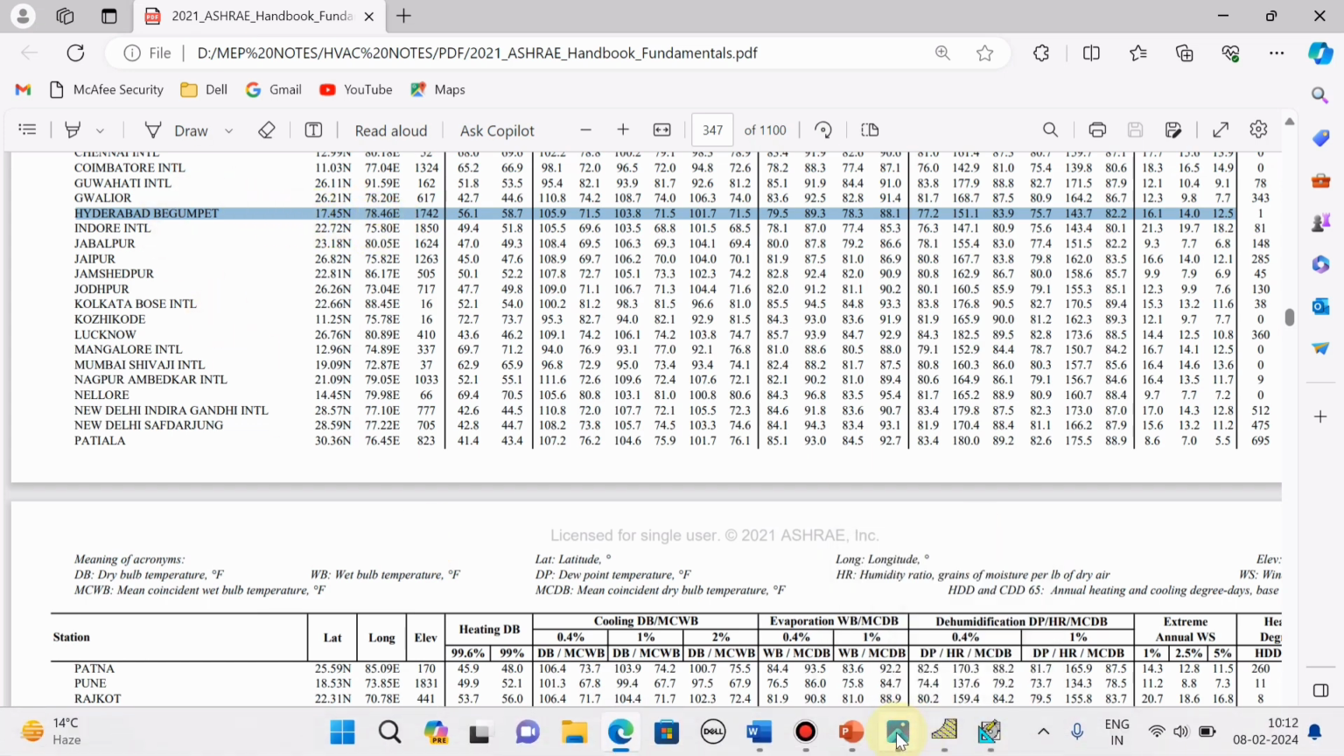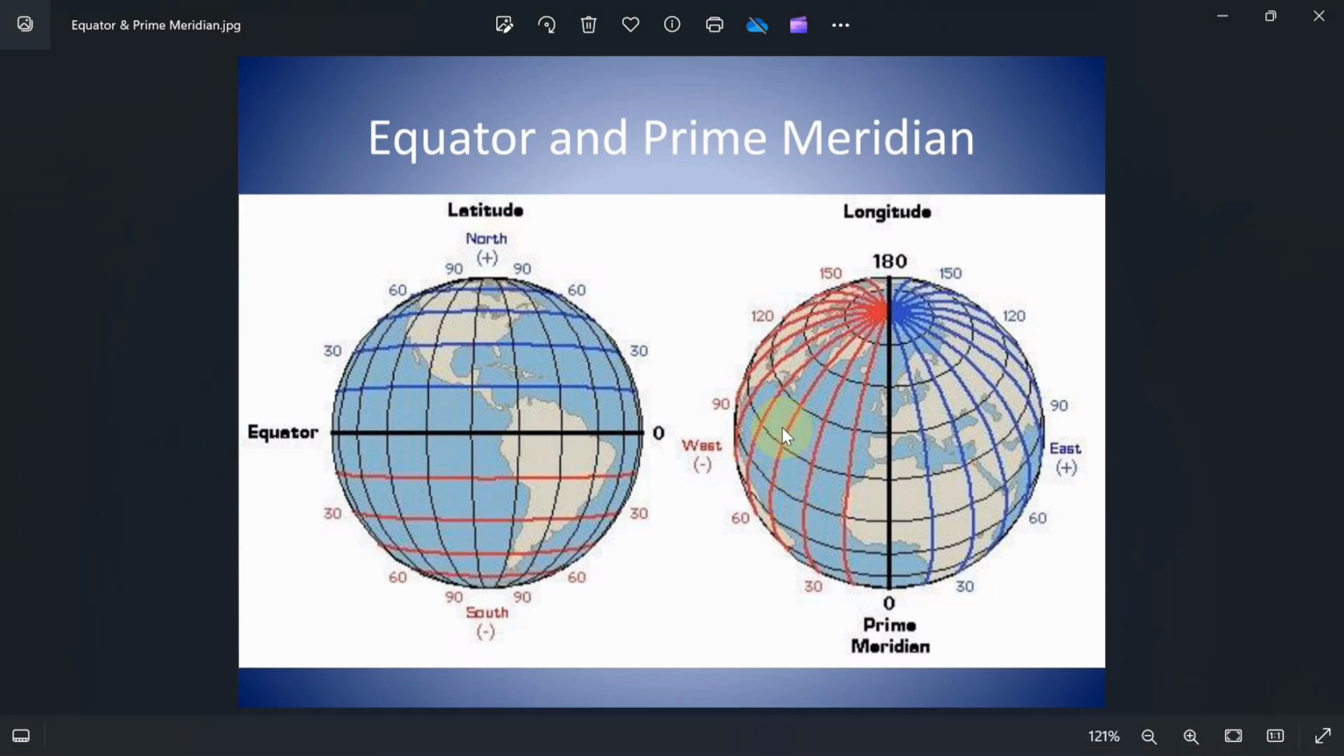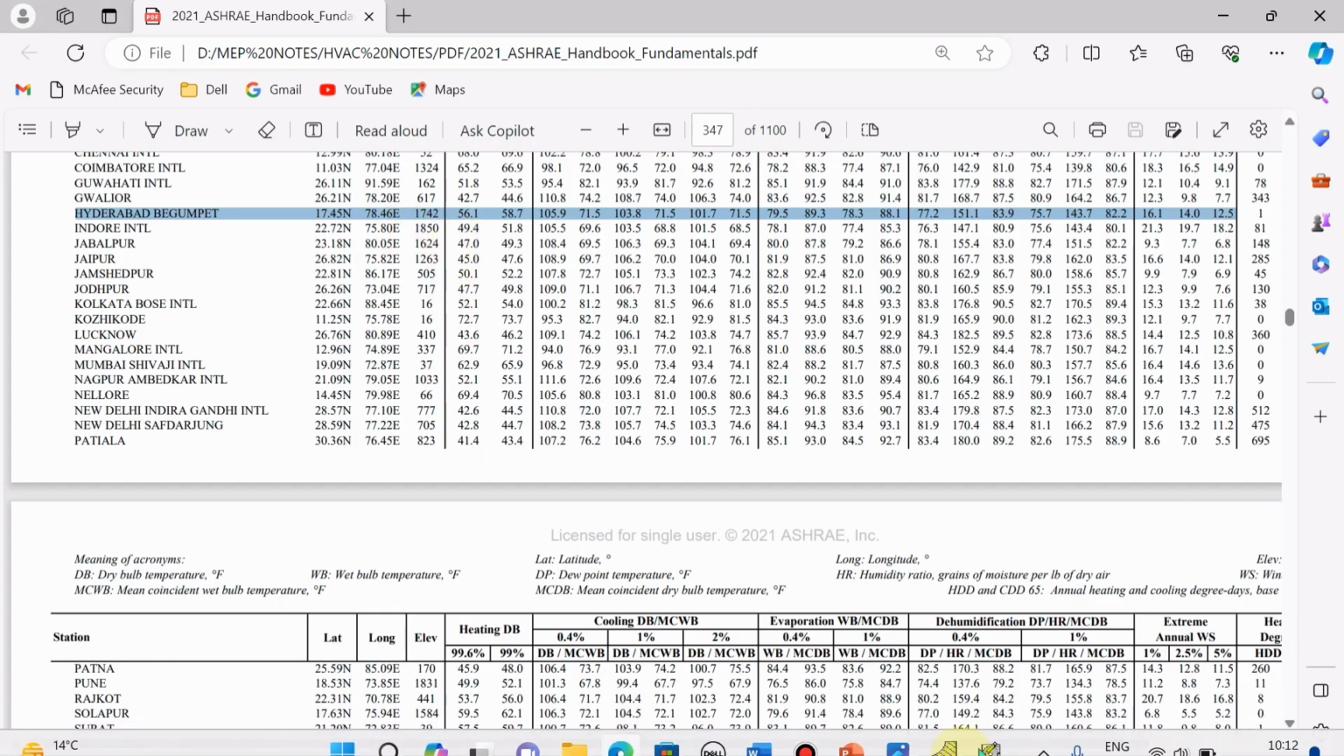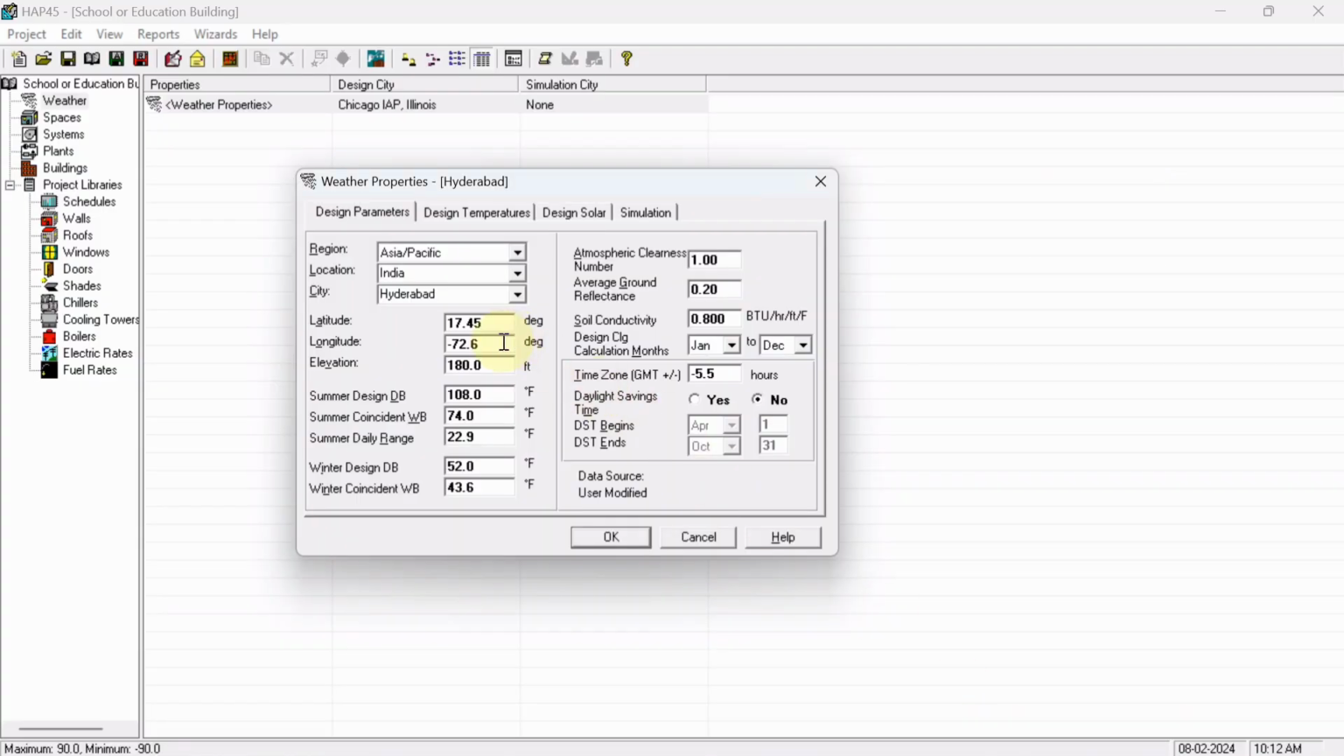In our case, for Hyderabad, longitude is showing 78.46 east. As I already told you, longitude to the east of the prime meridian is considered positive, so always you have to enter the value as positive. Write down 78.46 in the software. Now elevation, we have to write down the detail of elevation.